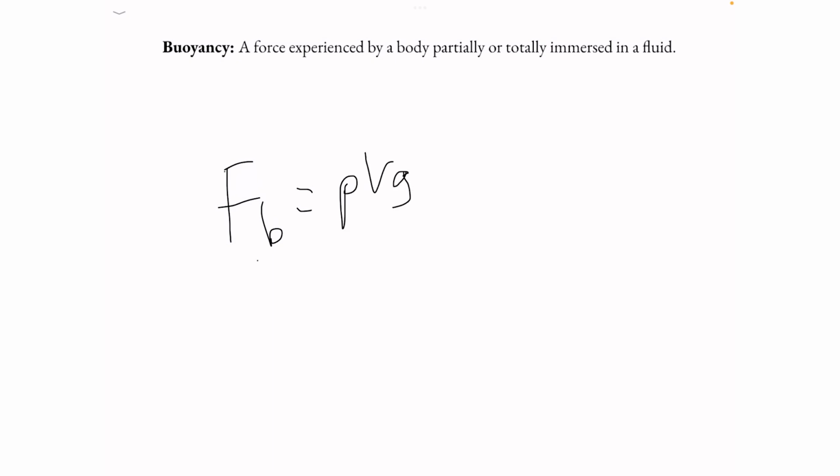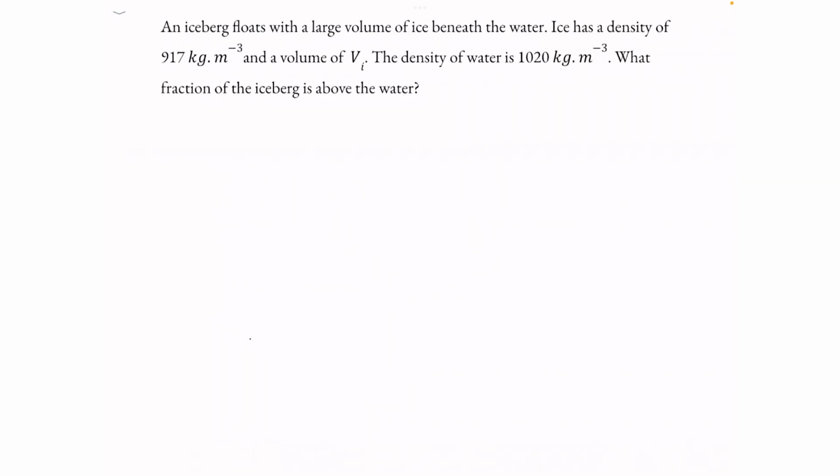ρVg, where F_B is the buoyancy force in newtons, ρ is the density of the fluid in kilograms per meter cubed, V is the volume of the fluid displaced in meters cubed, and g is the gravitational field strength in meters per second squared. Let's look at this example to get a better understanding of buoyancy force.